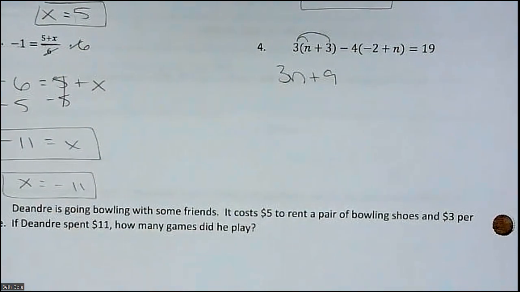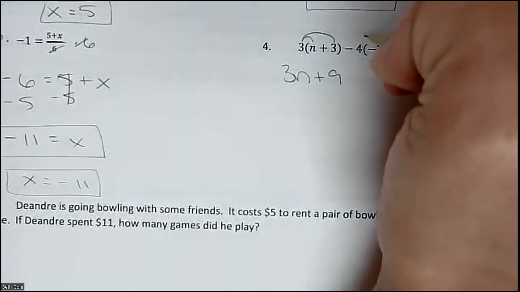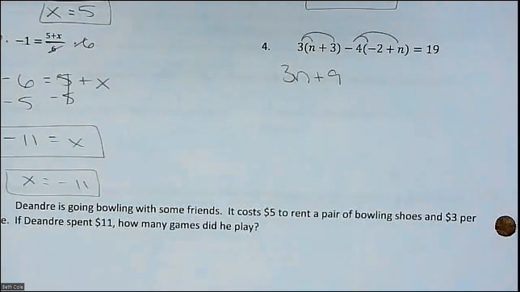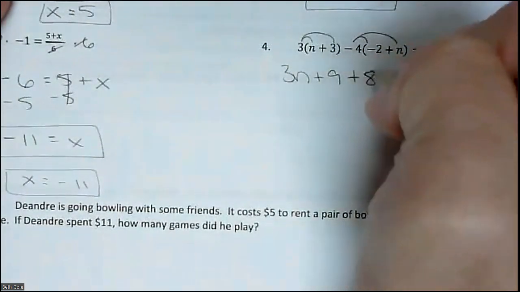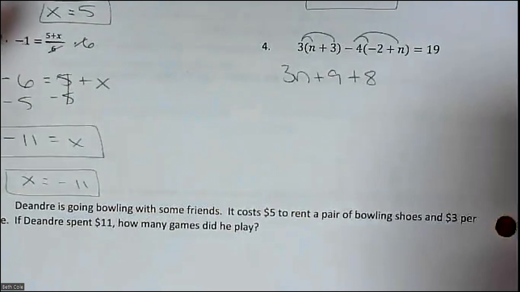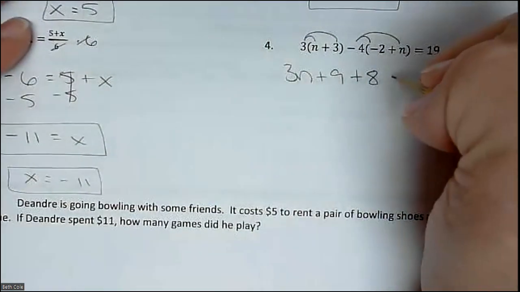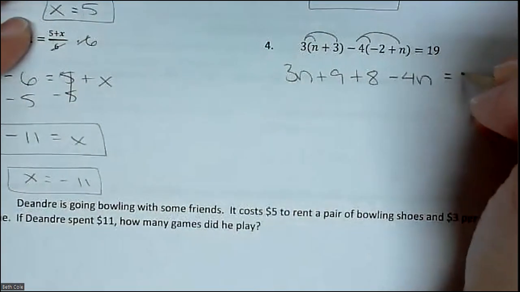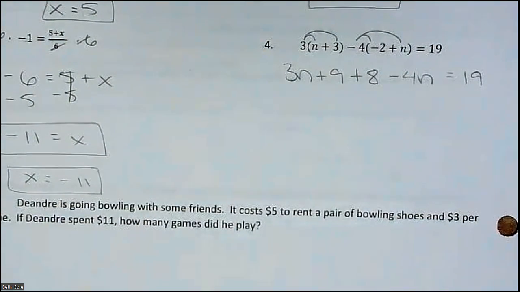Now be careful here. You're not distributing a 4. You're distributing a -4. So you multiply a -4 through there. So -4 times -2 is +8. Very good. And then -4 times n is -4n. And then you have your equals 19. Just don't lose that part.